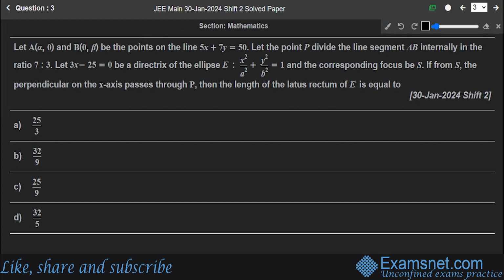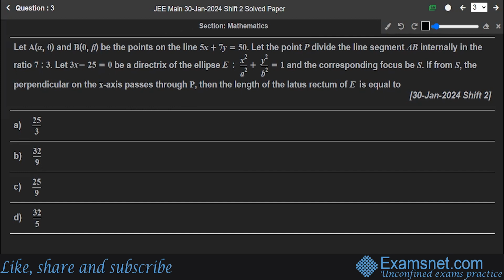You need to understand that there are 2 sections of this question. First is this half. You have A and B, 2 points which are lying on this line such that P is dividing the line AB in the ratio 7:3. So from the first part, what you will get is the point P. Now this point P is falling on this ellipse, right? This is the equation of the ellipse and this is the equation of the directrix given to you.